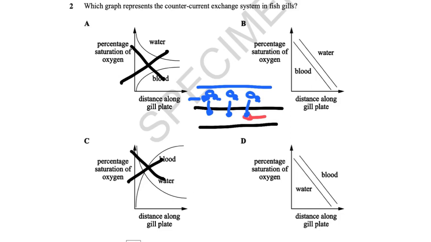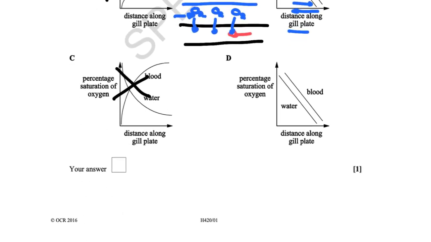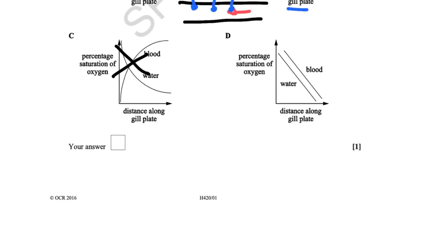And here is distance along the gill plate in B, and the blood is going to be flowing in this direction along the gill plate, and the water is going to be flowing in this direction. So as the blood travels along the gill plate, the percentage saturation of oxygen will rise until it's at almost the same level as the oxygen as it's coming in. So the answer here is B. Go B. And on to the next paper.